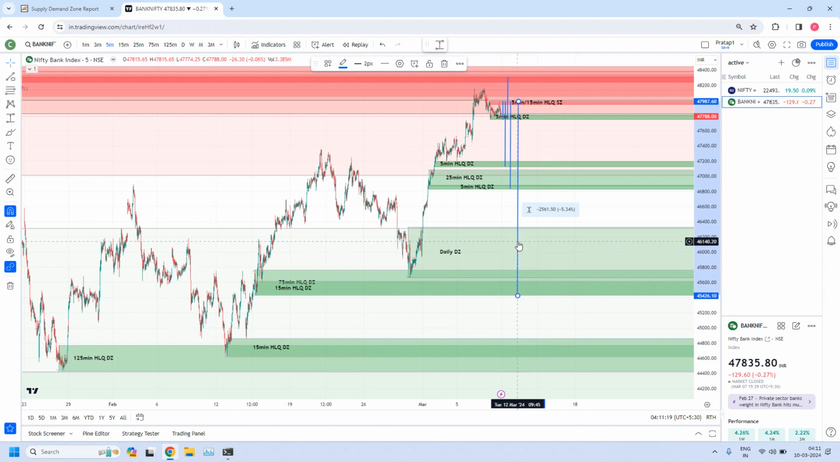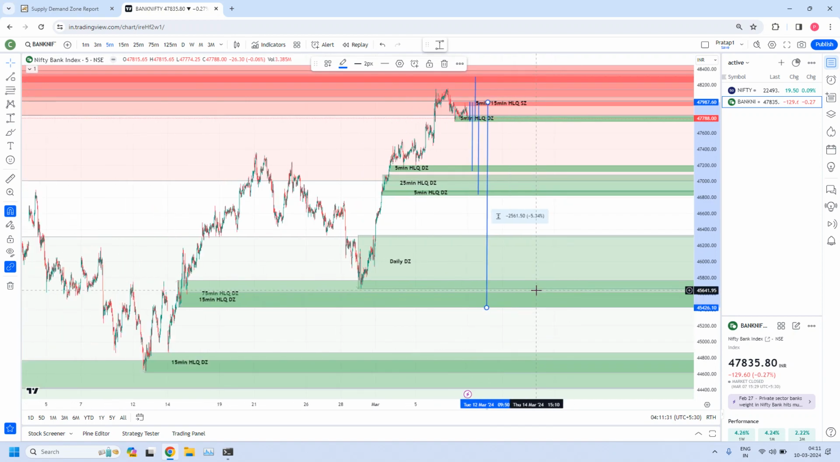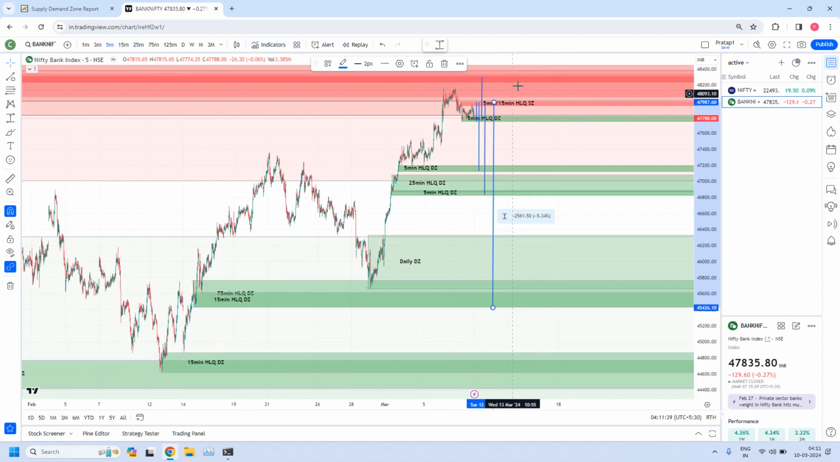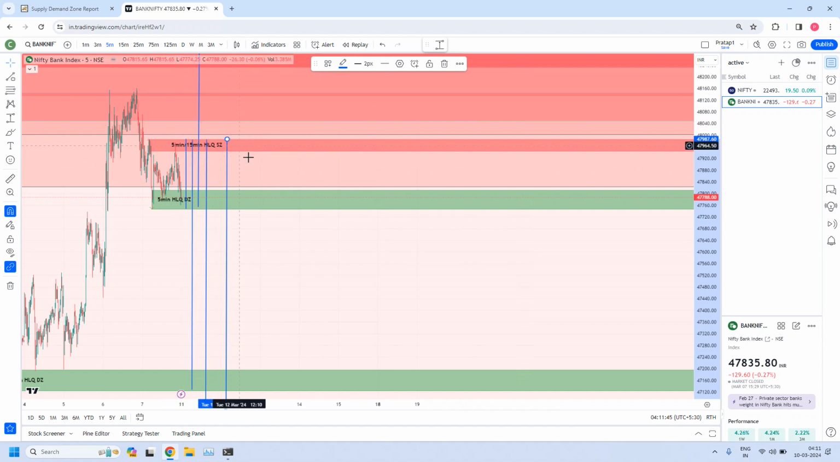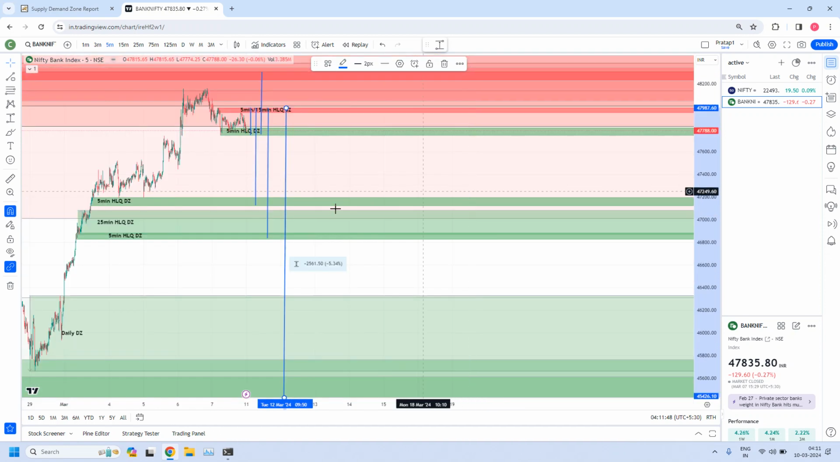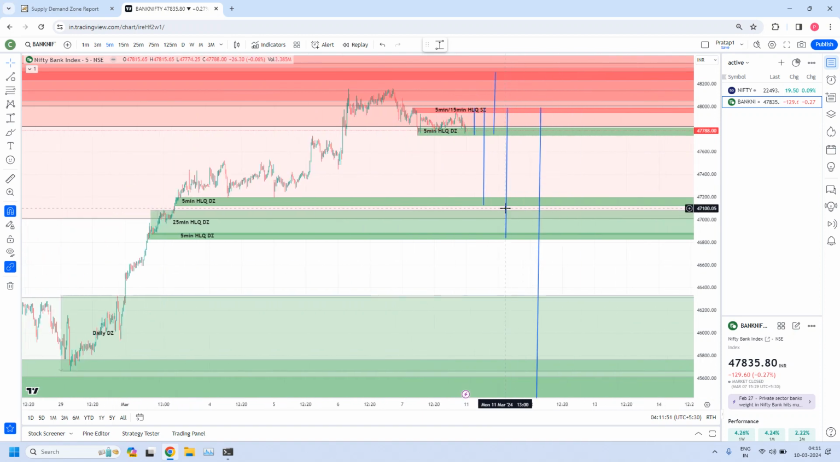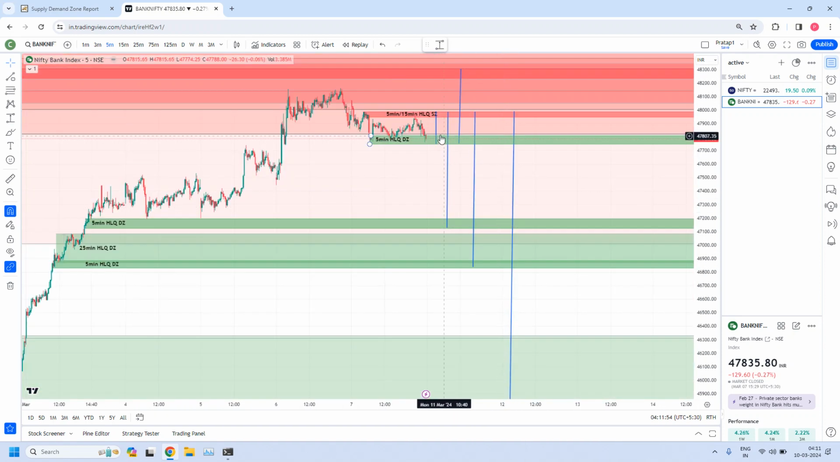How many points should it be? 2,500 points has to come down if Nifty has to come to this. So if the market becomes bearish next week, then it will happen. If the market is not bearish, probably the supplies will be violated, or maybe Bank Nifty will be moving within this small range. So that's why next week, if it is bullish, this could be the range. If it is bearish, either this could be the range or this could be the range.